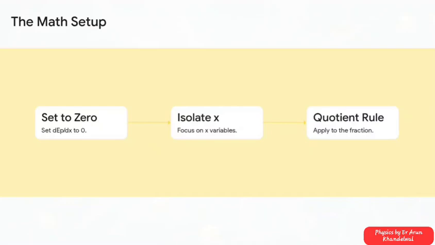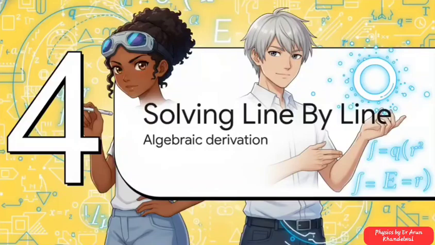And sure, that gives us a massive fractional equation. But remember, because this entire fraction is set to equal 0, we can just multiply both sides by the denominator, and poof, the denominator vanishes. We really only care about making the numerator equal 0. And now, the fun part.